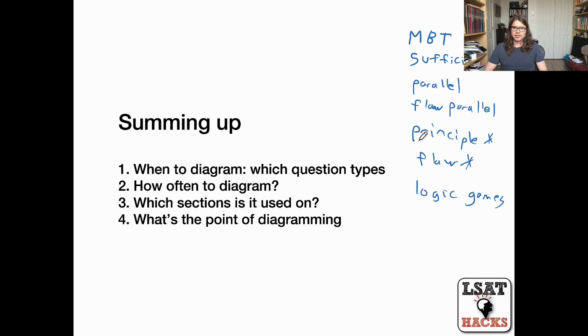Parallel and flaw parallel often have conditional arguments that you have to match. Principle, I would say principle application, principle justify, and maybe principle parallel. Those are the main ones you draw. Flawed reasoning, you generally wouldn't draw it, but they'll sometimes have incorrect reversals or incorrect negations in the flaw questions. And in logic games, obviously you're going to draw them.